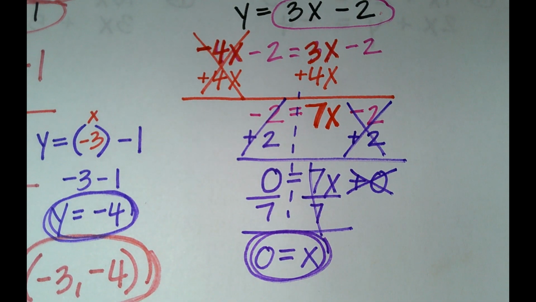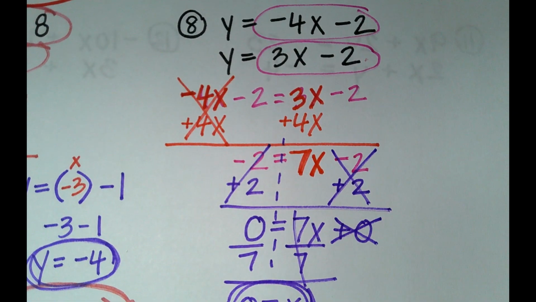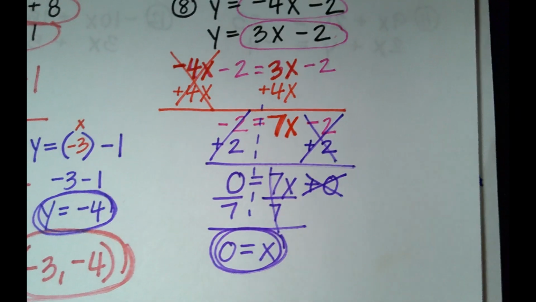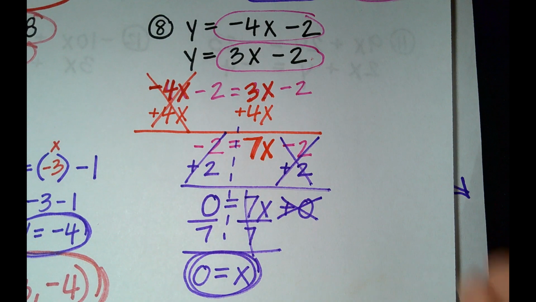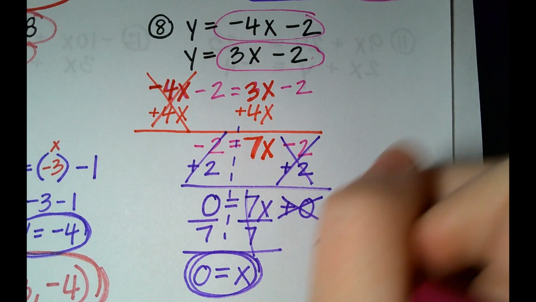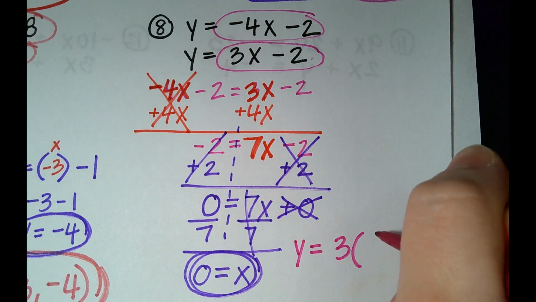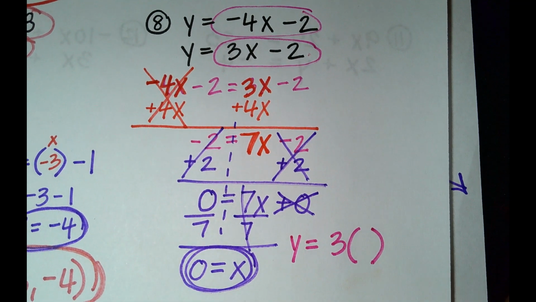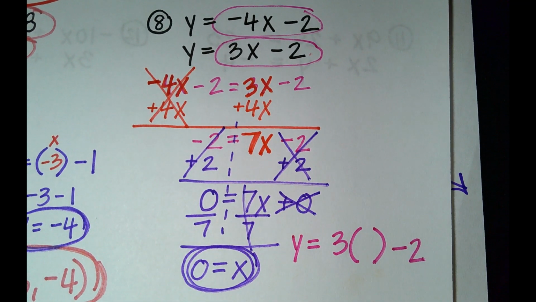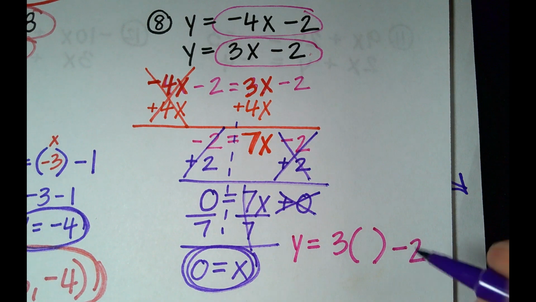And how do I solve for y? Yes, we can use either one of these equations. And we're going to plug 0 in for x. I'm going to use the bottom one. All right, y equals 3 times x. We'll leave a space for x. Minus 2. X is 0.